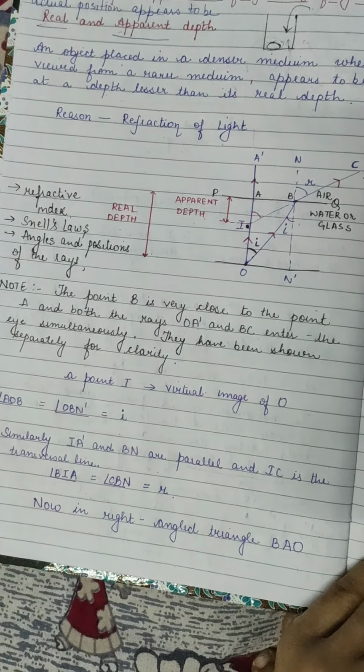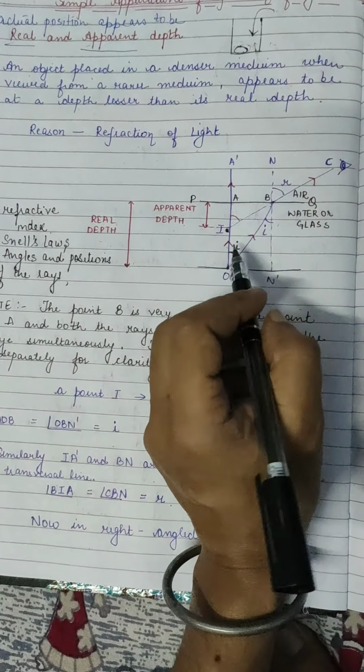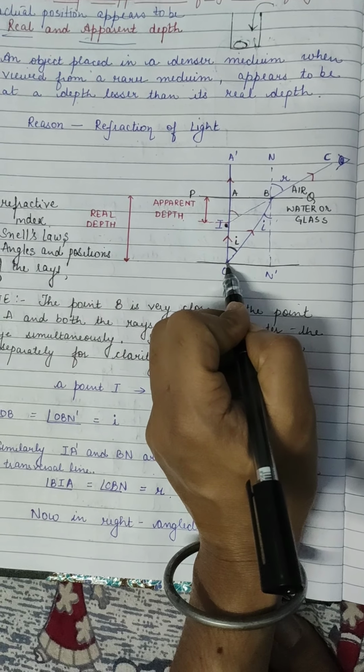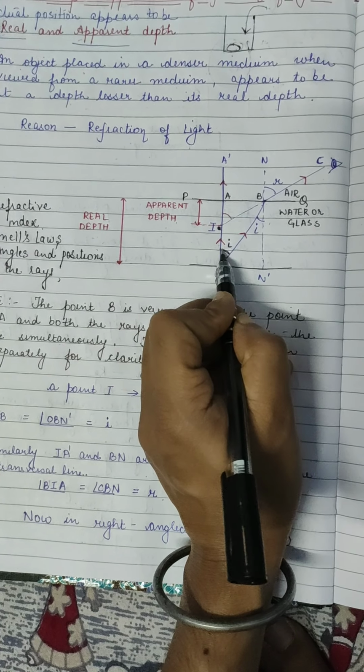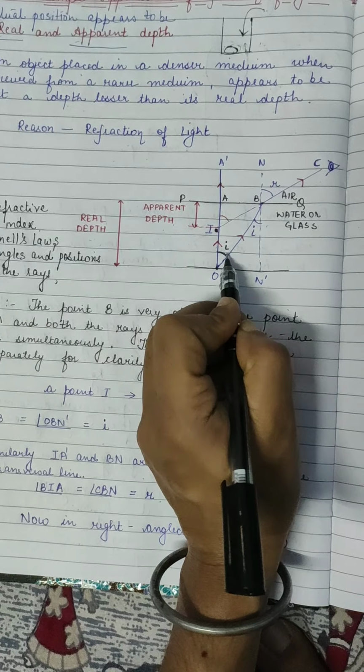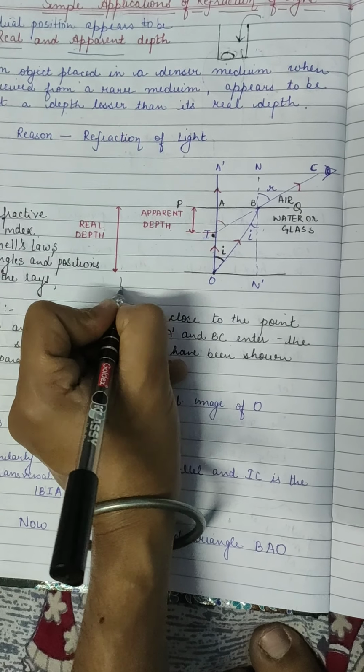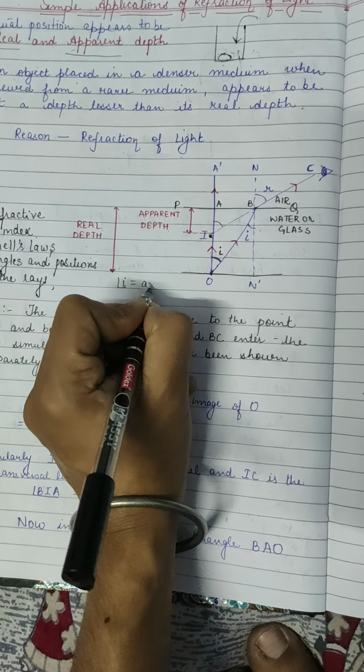Fine, now we will see what is happening. First of all, view the diagram carefully. See, there is our object. So this is what? Angle I. What is angle I? Angle of incidence. All of you know that angle I is what?